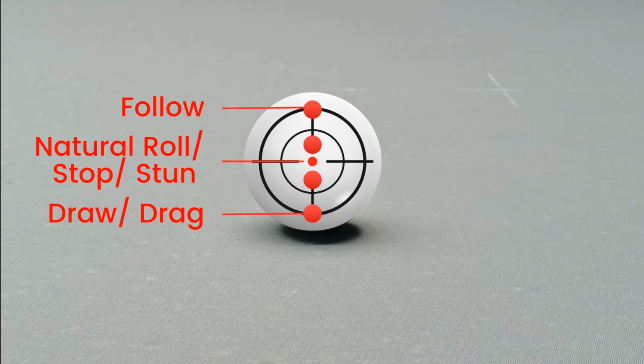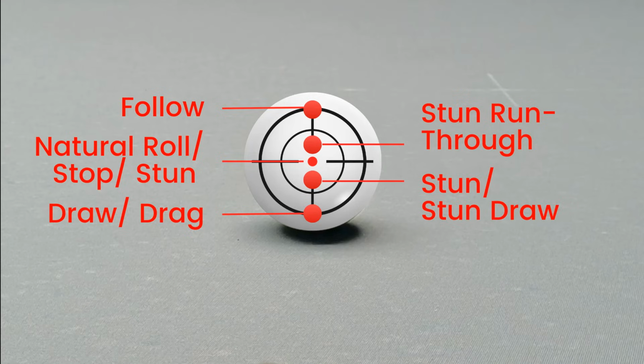Using a different stroke and speed allows you to perform a drag shot. Hitting just above center allows you to perform a stun run-through shot. Hitting just below center is typically used for a better controlled stop and stun shot. With a different stroke and speed, you can also perform a stun draw shot. Here's a quick look at the different shots based on where you hit the cue ball along the vertical axis.